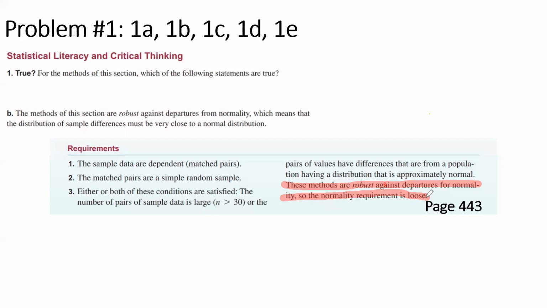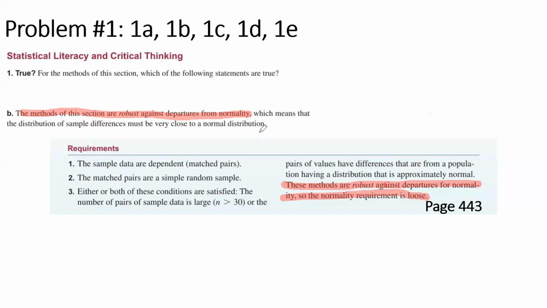This is what I love as an instructor, getting in and seeing the breakdown between what's stated and applying it. Now, the question is: are the methods of this section robust against departures from normality? Now it goes into detail. This might be viewed as kind of throwing you off, which means that the distribution of sample differences must be very close to a normal distribution. Now, this says they are robust against departures from the normal distribution.